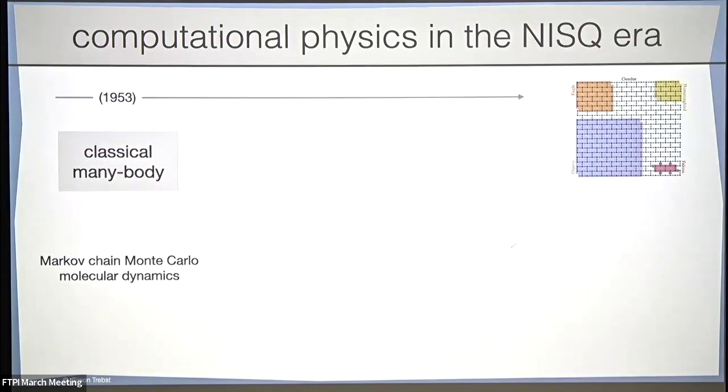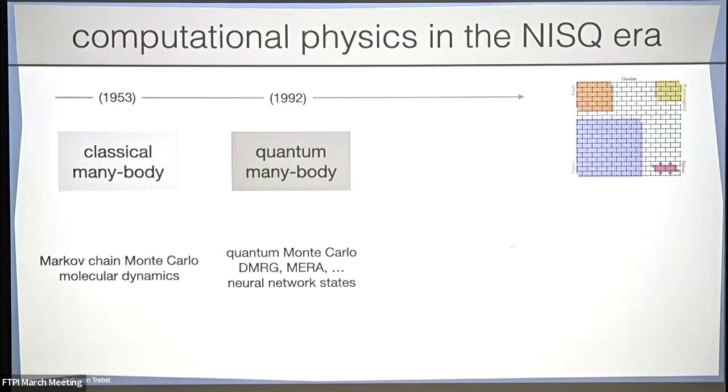In 1992, we started doing quantum many body physics, with Steve White inventing DMRG. You heard earlier today about variational Monte Carlo or quantum Monte Carlo with world line pictures, which actually came later than this, in particular when we use non-local updates. All of these things were invented in the mid-90s.